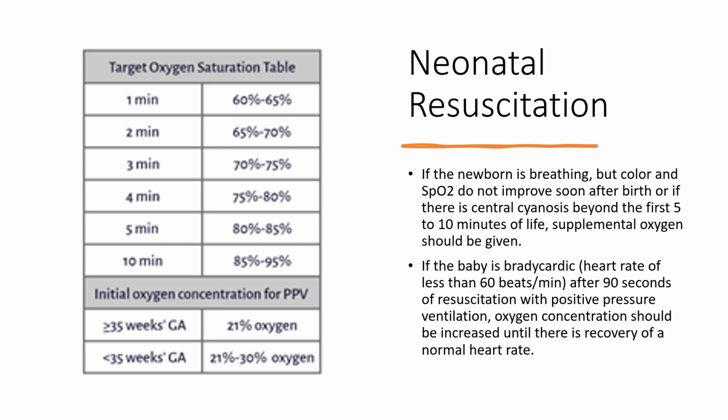And so the initial oxygen concentration for our positive pressure ventilation, this is not in the full resuscitative mode, this is just when we're breathing for the patient, is this: at greater than or equal to 35 weeks gestational age, we'll just give room air. If it's less than 35 weeks, we're going to give 21 to 30%. So a couple liters in your BVM, and that's all we need. We're not trying to give high flow. Once again, if we're doing compressions, high flow, different story.